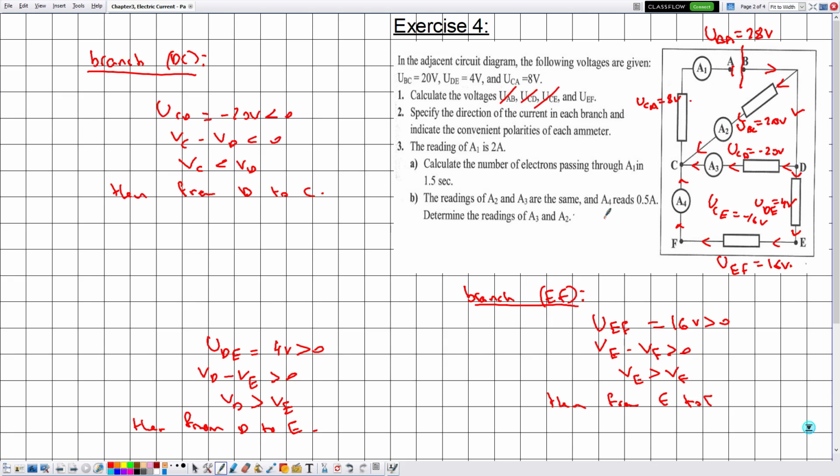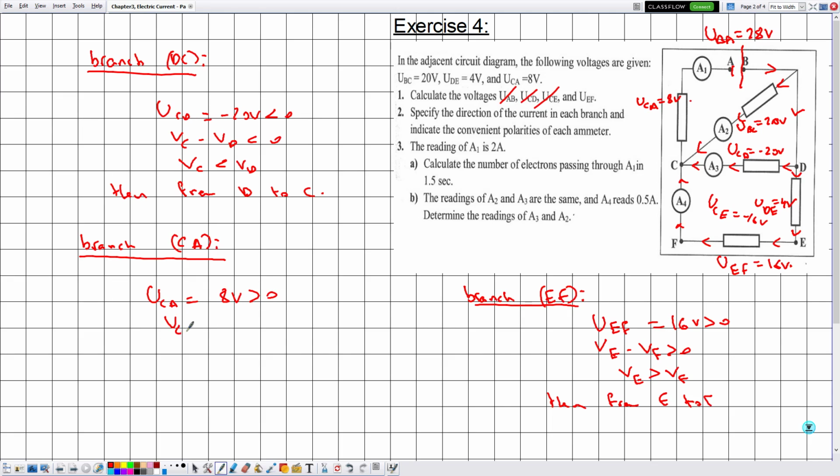Okay. Now from C to A, we have that UCA is equal to 8 volts, which is positive, which means that VC minus VA is positive, which means that VC is greater than VA, which means from C to A. Recall that we need to specify with justification.